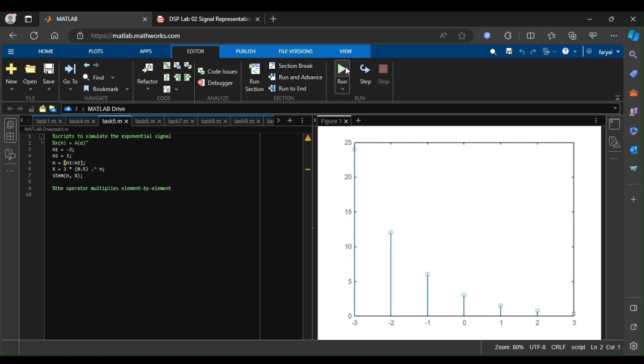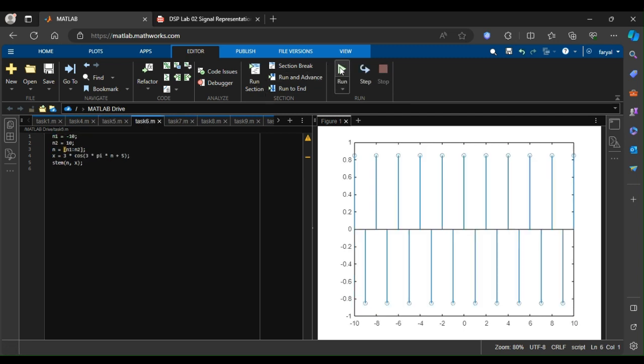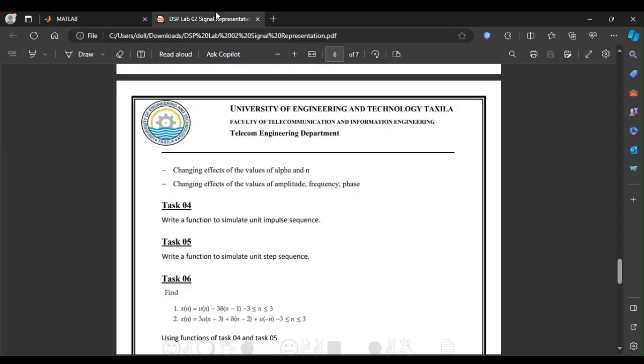Changing the value of n results in faster decay of the exponential signal. Similarly, changing the amplitude, that is 3, amplifies the signal vertically. Similarly, changing the base, that is 0.5, narrows the exponential signal. For a sinusoidal, we need to observe the change in phase, frequency, or amplitude. An increase in amplitude stretches the signal vertically, and an increase in phase shifts the signal towards left along with the time. Similarly, towards right too.